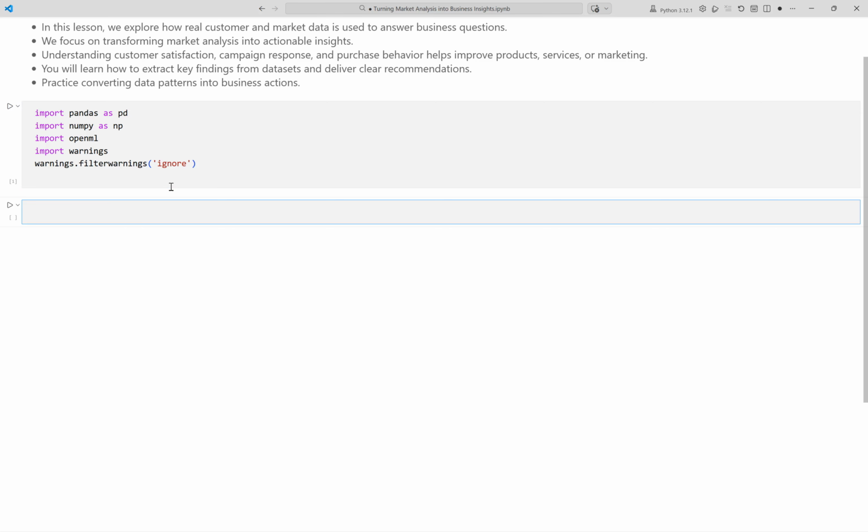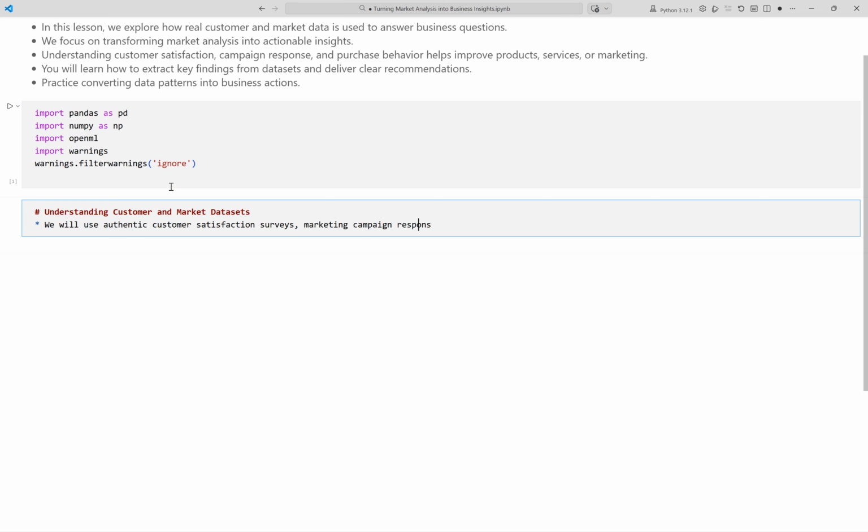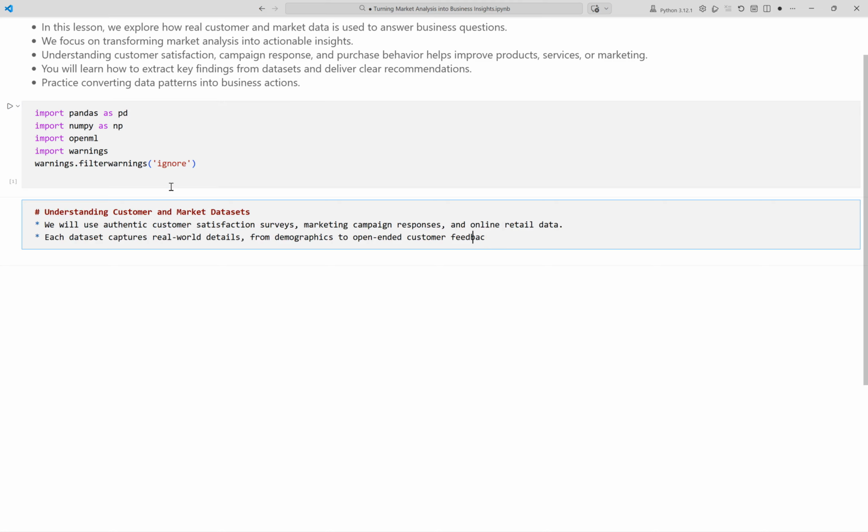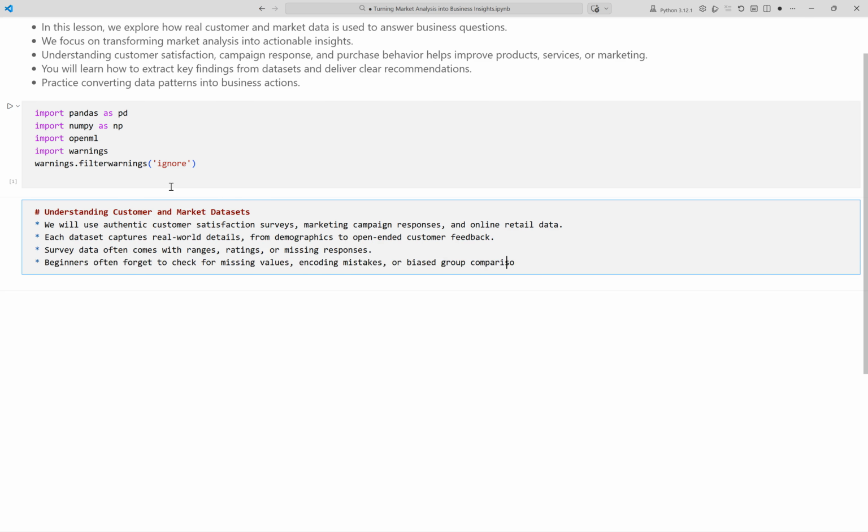Understanding customer and market datasets. We will use authentic customer satisfaction surveys, marketing campaign responses, and online retail data. Each dataset captures real-world details, from demographics to open-ended customer feedback. Survey data often comes with ranges, ratings, or missing responses. Beginners often forget to check for missing values, encoding mistakes, or biased group comparisons. Running the cell now.